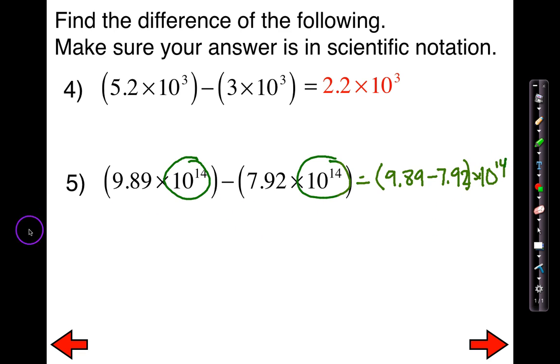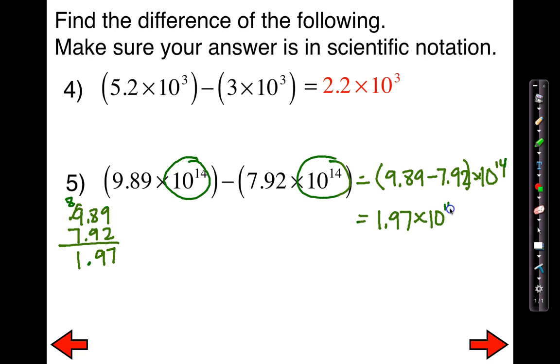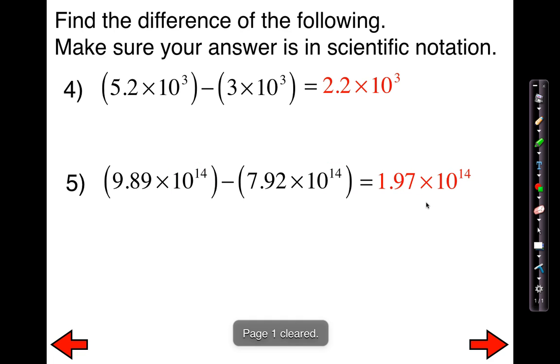So here I'm going to do some side work. I'm going to make sure I line up my decimals. And I'm just going to subtract 9 minus 2 is 7, 8 minus 9, I'm going to have to borrow. And 8 minus 7 is 1. Bringing on that decimal, I'm left with 1.97 times 10 to the 14th. My coefficient is within the correct range of between 1 and 10, so I'm going to go ahead and say my answer is 1.97 times 10 to the 14th power.